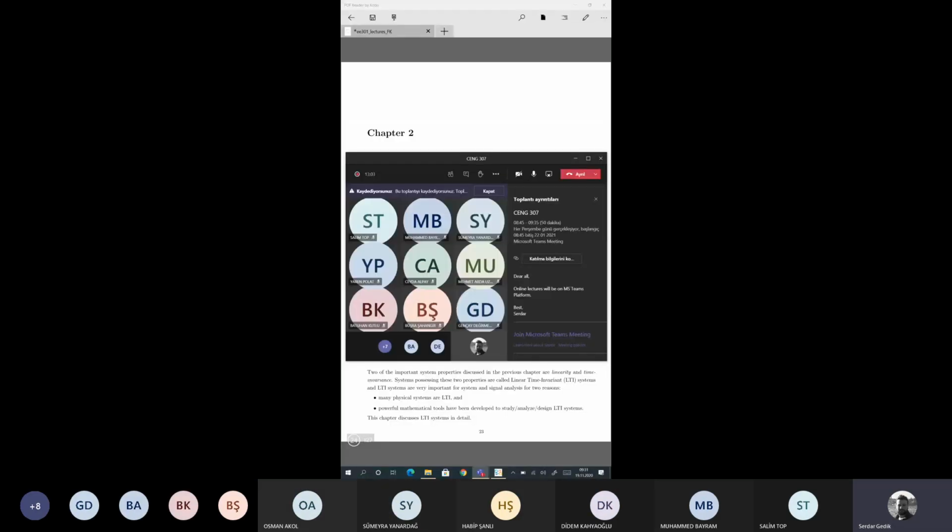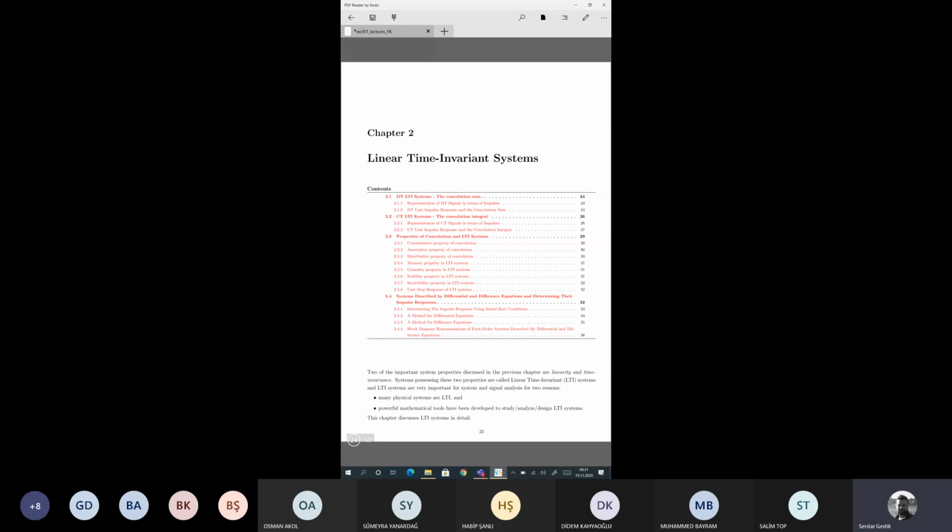So, good morning once more. Today, we will start the second chapter, which means we will be studying linear time invariant systems.